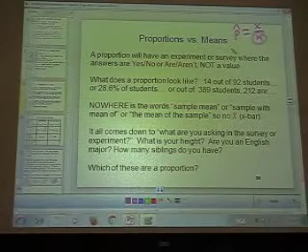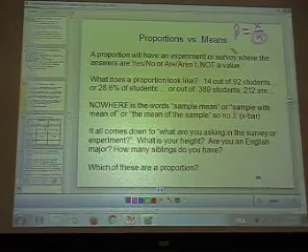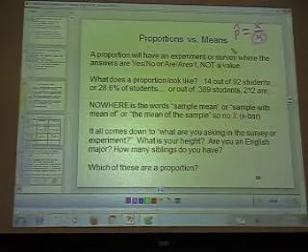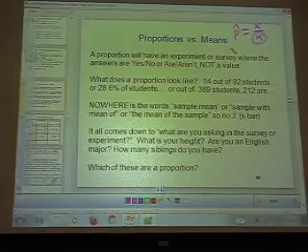What's your height? 6'3". What kind of answers are those? Numbers. Keep going.